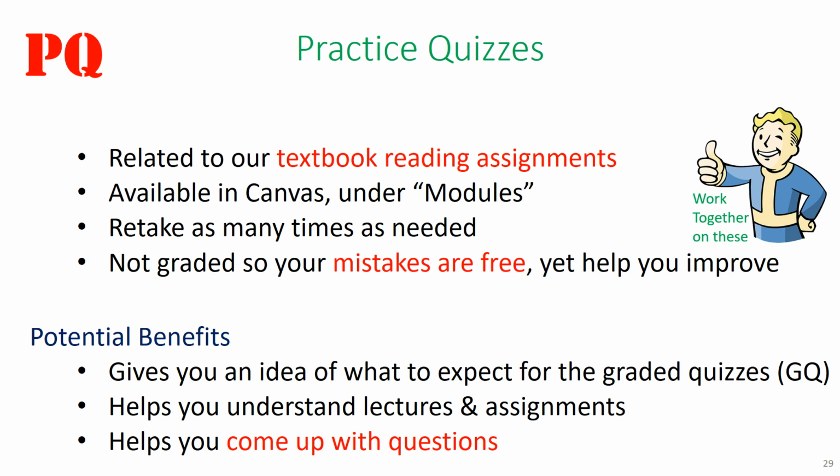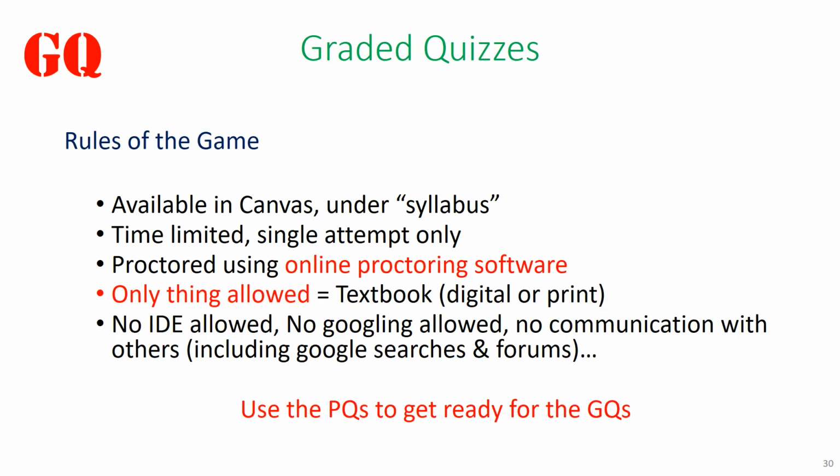And then, for those things, you can work with other people. You can work with classmates, you can have study groups, you can ask as much help as you need from the TA. And then we are going to have graded quizzes. Graded quiz, same thing, same format, but you can take it only once, and you get a grade out of it, and it's proctored using Honorlock, okay?